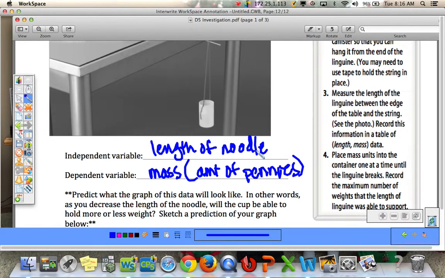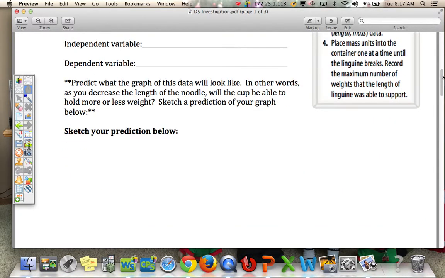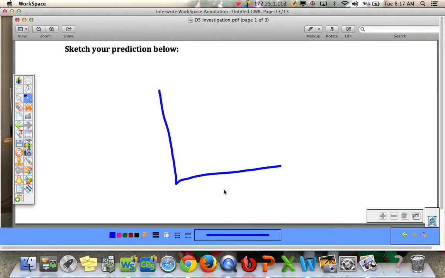Predict what the graph of this data will look like. In other words, as you decrease the length of the noodle, will the cup be able to hold more or less weight? Sketch a prediction of your graph below. Again, we have our independent and dependent variables on the graph. Independent is the length of the noodle, and dependent will be the mass, how much it can hold. Sketch what happens to the mass, how many pennies it can hold, as the length of the noodle increases.